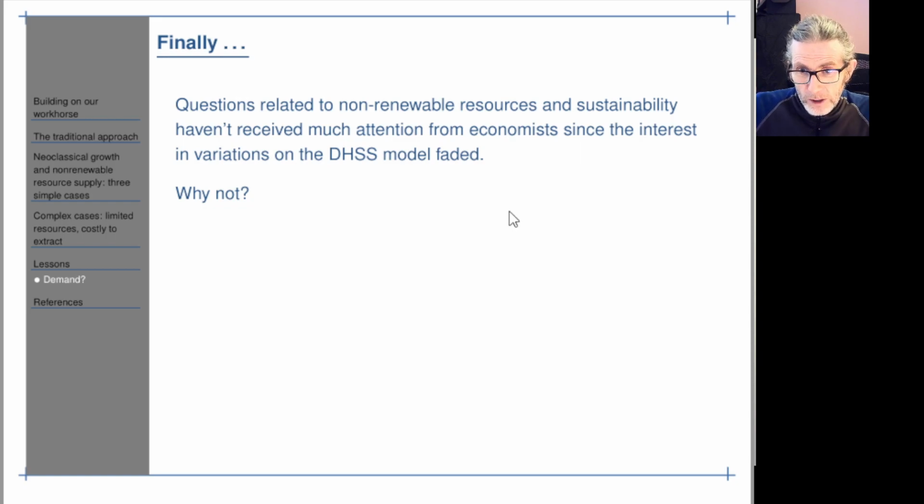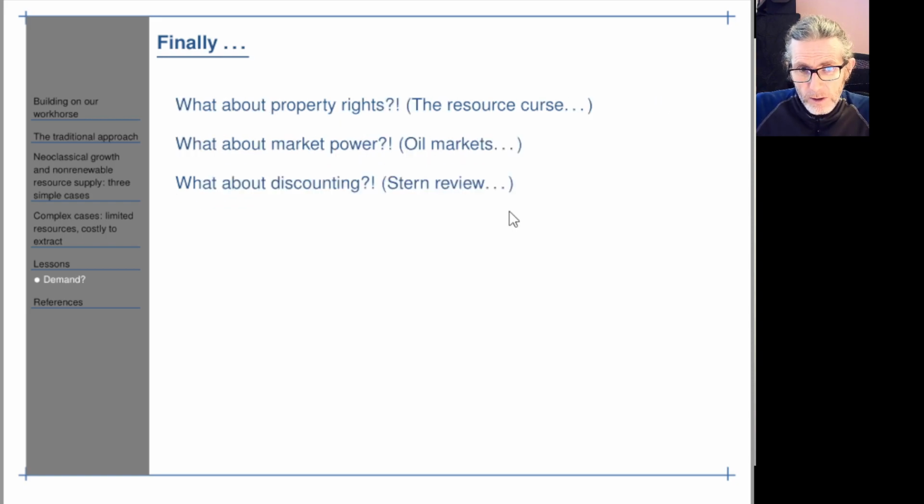But of course the models are leaving a bunch of things out. If property rights are ill-defined, then you've got huge problems, right? And that is linked to a massive literature on something called the resource curse, which we're not going to talk about, but you could look at if you're interested. What about market power? We know there's huge market power in the oil sector, for instance. That makes a huge mess of things.